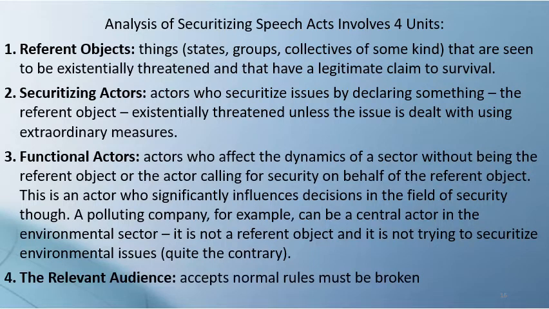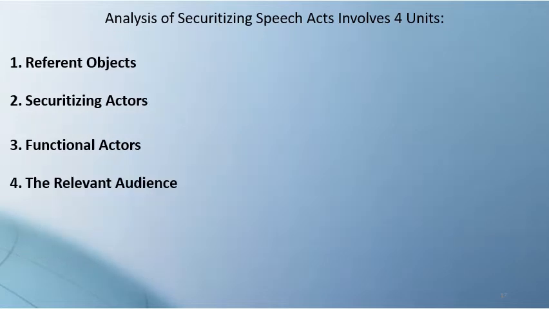And then lastly, you have the relevant audience, right? So this is who has to accept the argument for the normal rules to be broken, right? So that might be Parliament, or that might be the wider community, or maybe it's just a small group of extremists that someone's trying to rev up for violence, or something like that. Okay, so that's all the textual stuff that I want to give you.